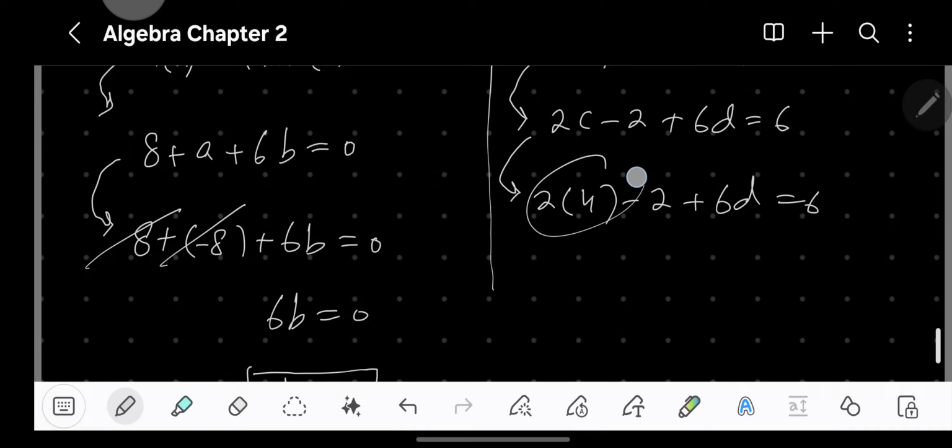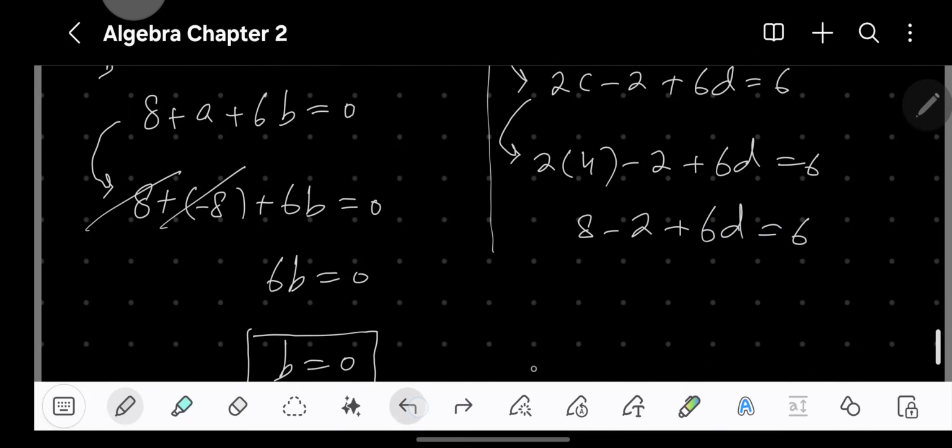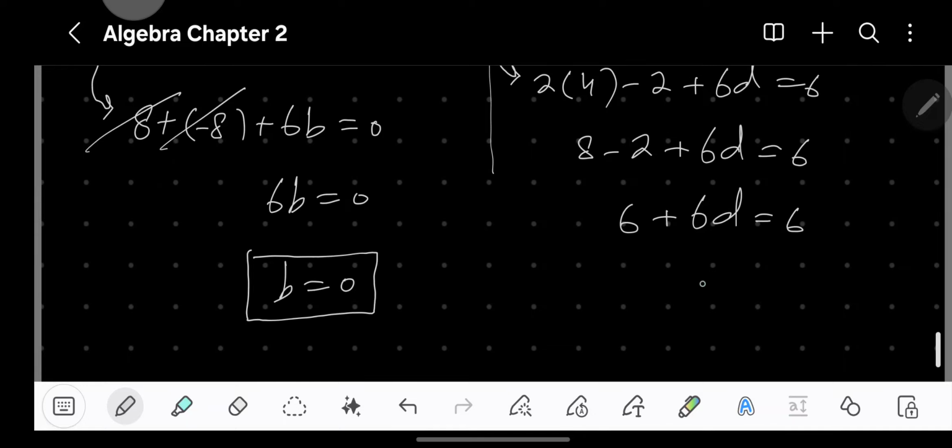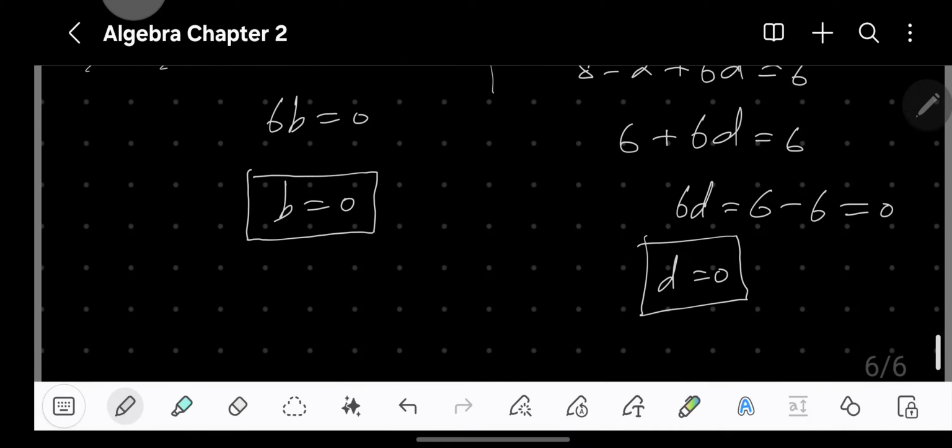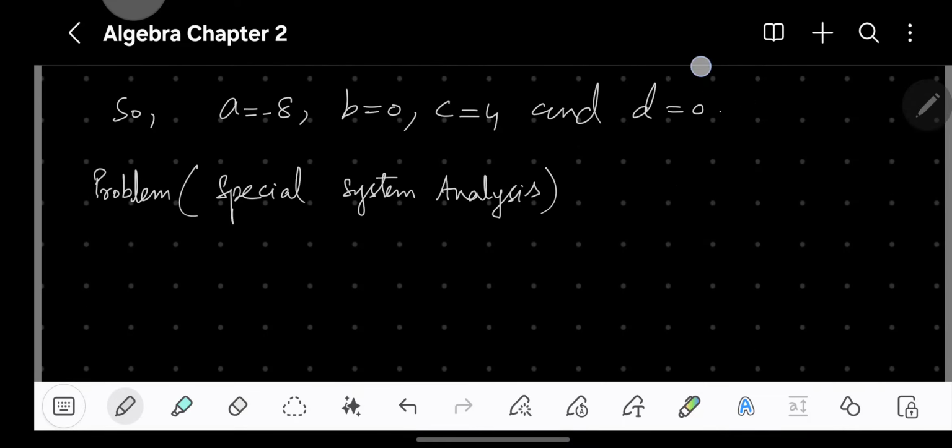This is 8 minus 2 plus 6d is 6. 8 minus 2 is 6, plus 6d is 6. Now I can take this 6 here. It will be 6d is 6 minus 6, which is 0. If I divide both sides by 6, I will get d is equal to 0. So the values of a, b, c, d are found.